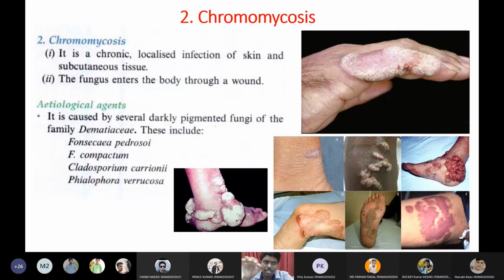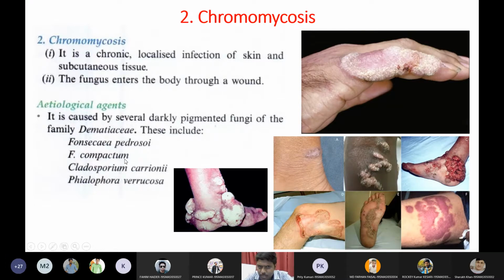The disease-causing agents are Fonsecaea compacta, Fonsecaea pedrosoi, and two other species. At least try to remember these two fungi. Chromomycosis infection occurs due to Fonsecaea pedrosoi and Fonsecaea compacta. These two fungi are responsible for chromomycotic infection. Both are darkly pigmented fungi that belong to the Dematiaceae. This taxonomy you need not worry about. You just remember that chromomycosis is caused by the fungi Fonsecaea pedrosoi and Fonsecaea compacta.